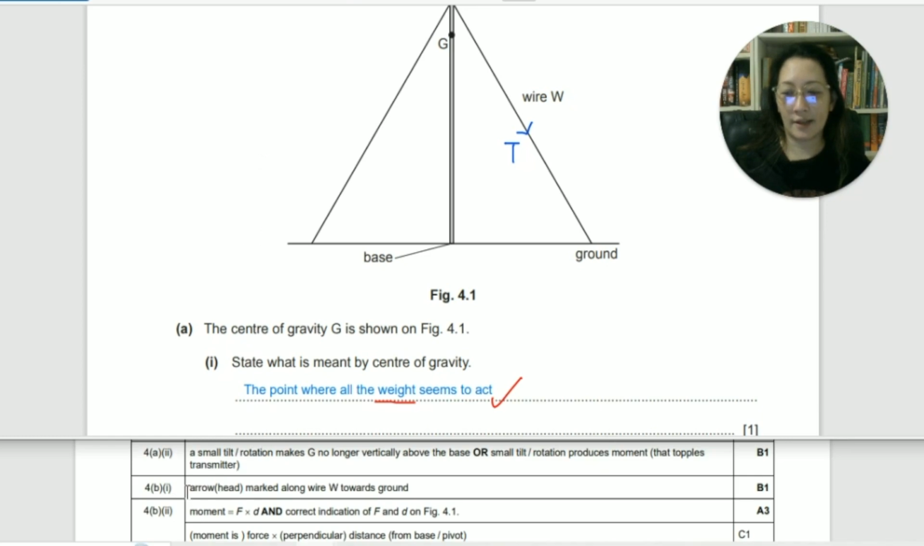Let's check the answer. As you can see, it says arrowhead marked along W towards ground. And that is our 1 mark.